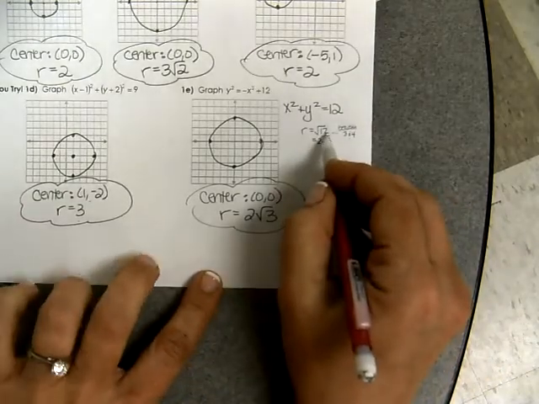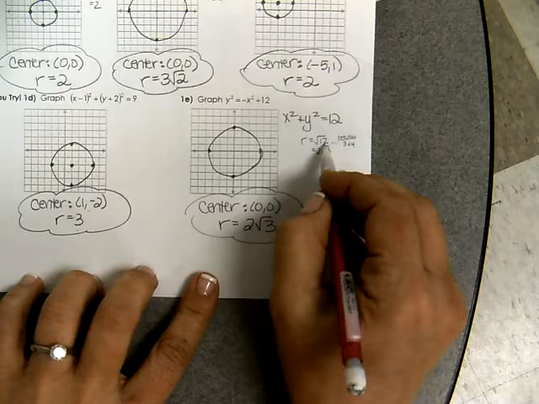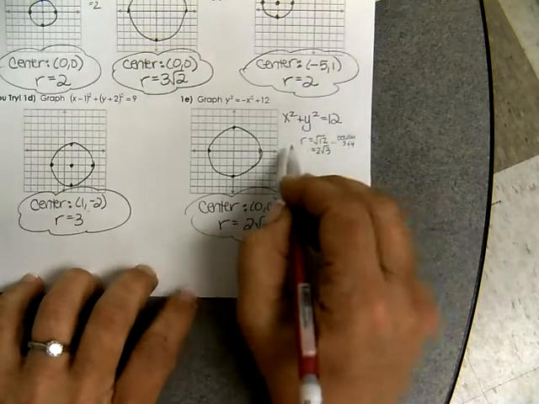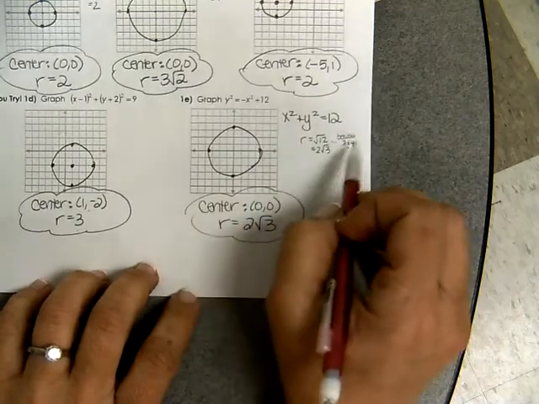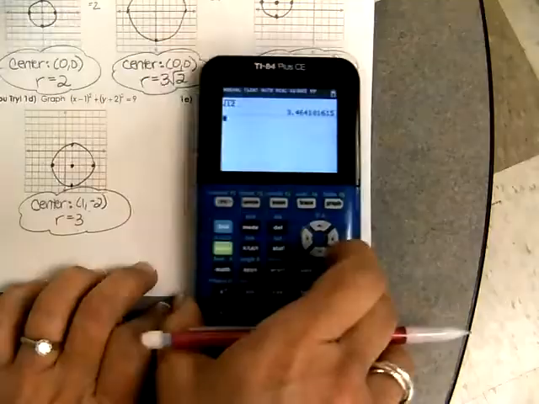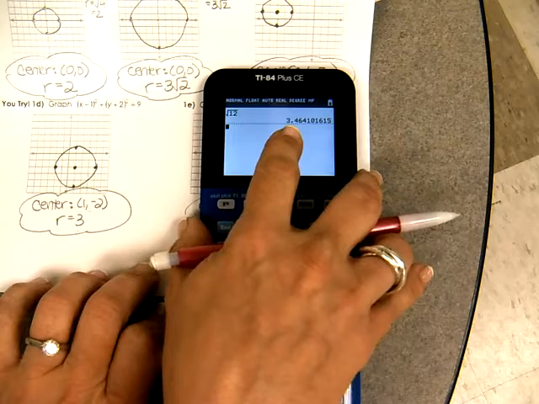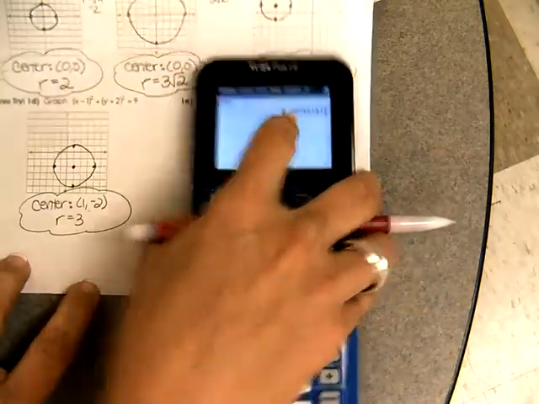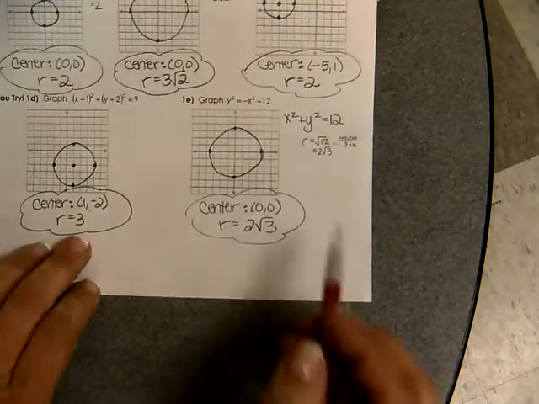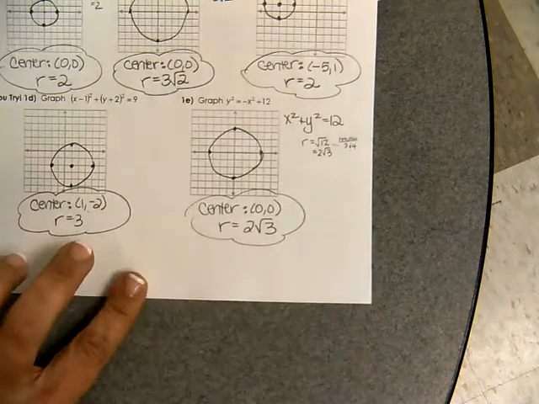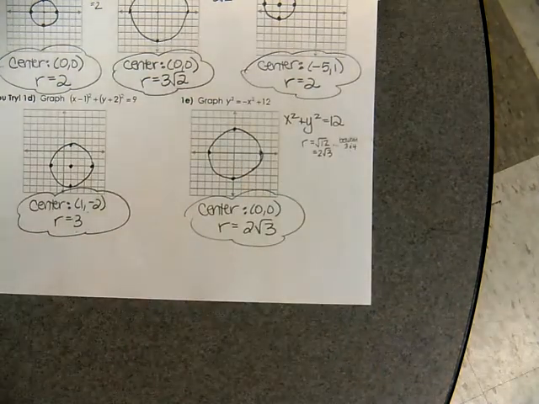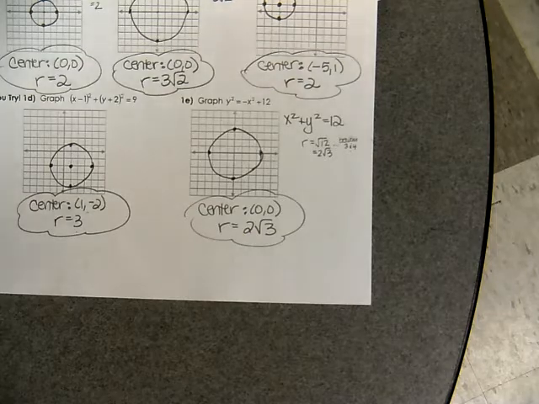I noticed that 12 is between the perfect squares 9 and 16. So that means that the radius is going to be between 3 and 4. And if you did take the square root of 12 in the calculator, you can see it's just about halfway between 3 and 4. It's about 3.5. So I just went to the origin and went about 3.5 in each direction. All right?